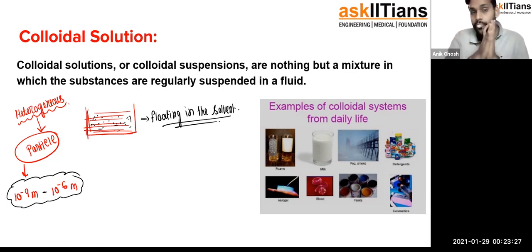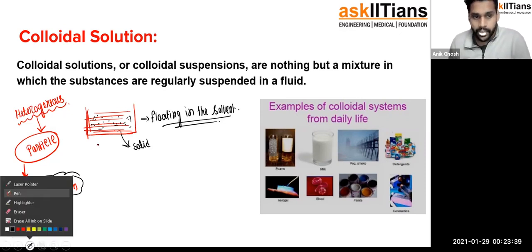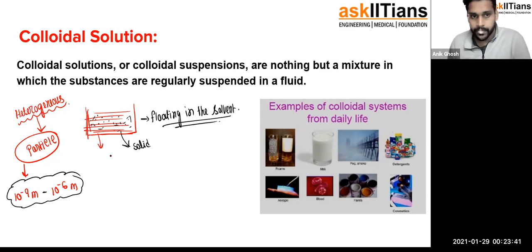So for that reason, there are two phases, because the particles are solid and the solution is in the liquid phase. So there is a phase difference over there. For that reason, this mixture is called homogeneous, and it is more like translucent.